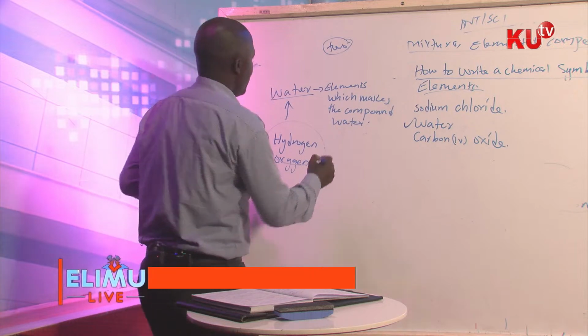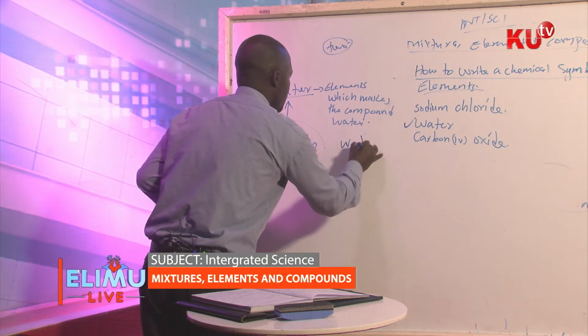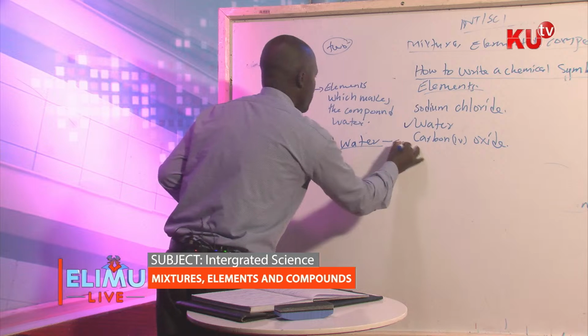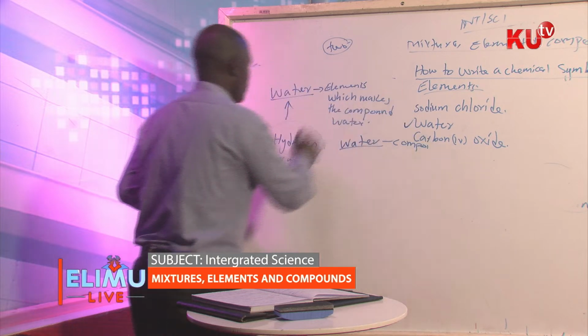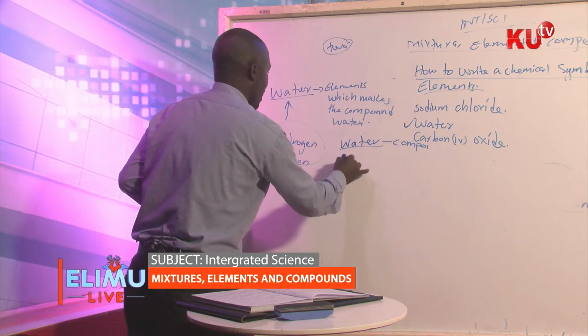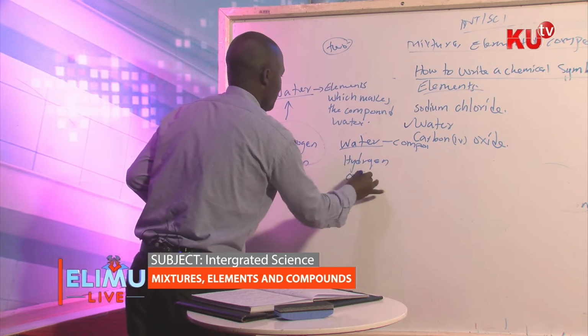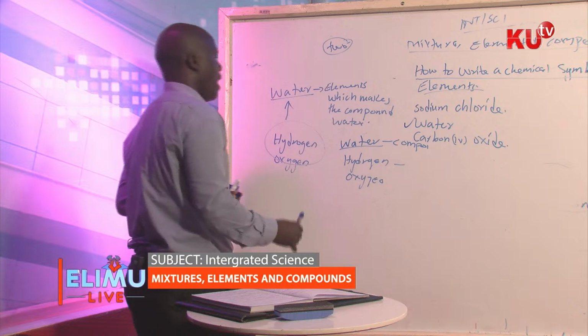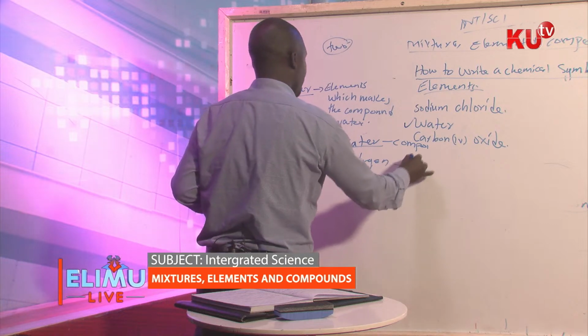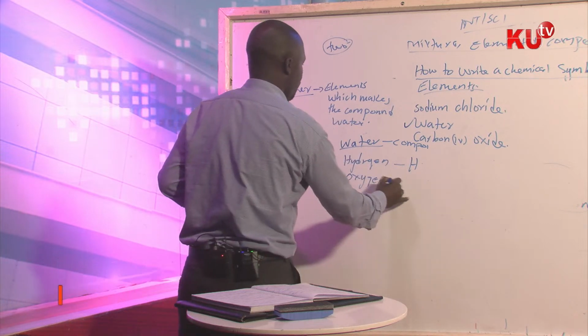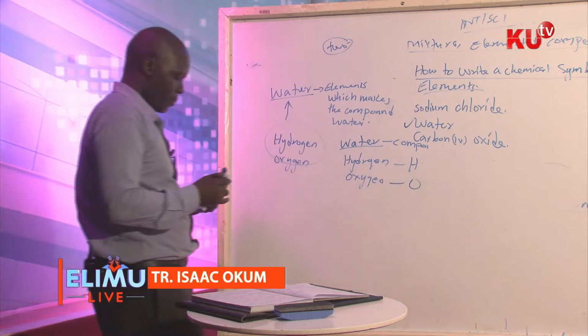Under this, we realize that we have water, a compound. The constituent elements are hydrogen and oxygen. The chemical symbol for hydrogen is H, and for oxygen is O.